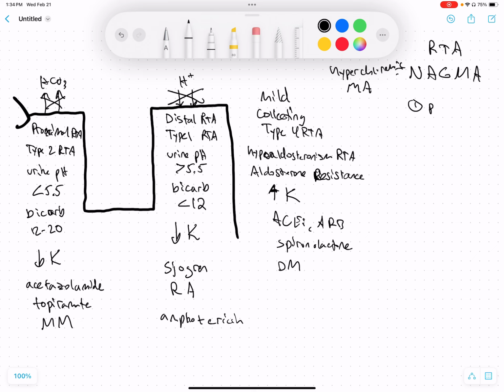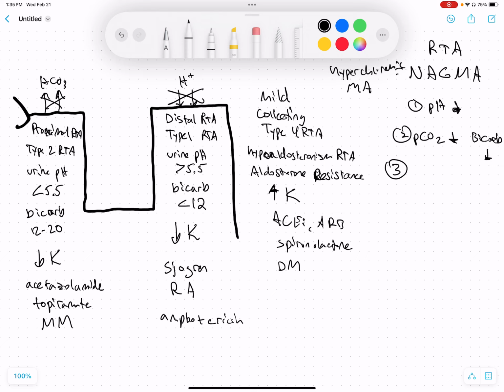Rule number 1, check the pH, get that VBG or ABG. The pH will be down, it's an acidosis. Rule number 2, get the PCO2. In metabolic acidoses, the pH and the PCO2 will move the same way. So the PCO2 will be decreased. It's not a primary respiratory process. And you'll also see the bicarb is decreased, indicating it's metabolic.